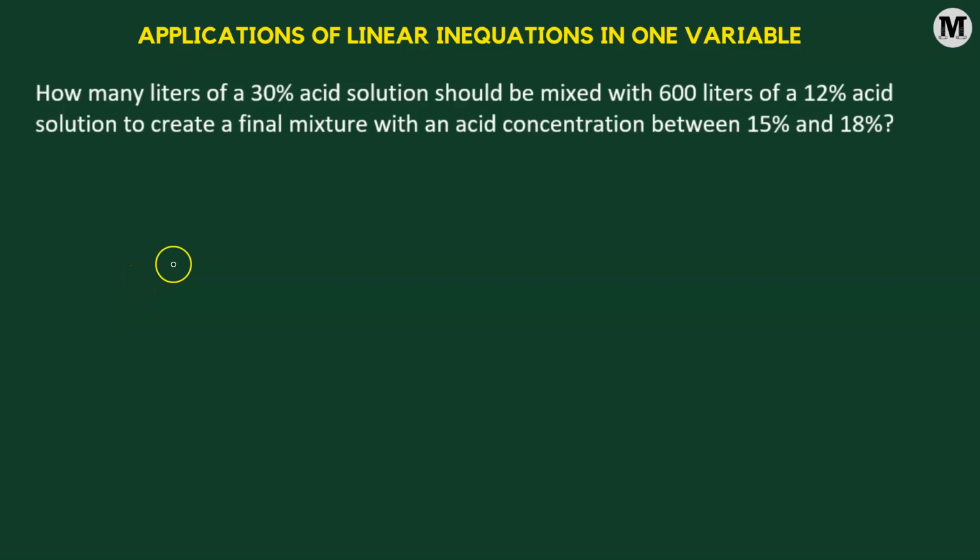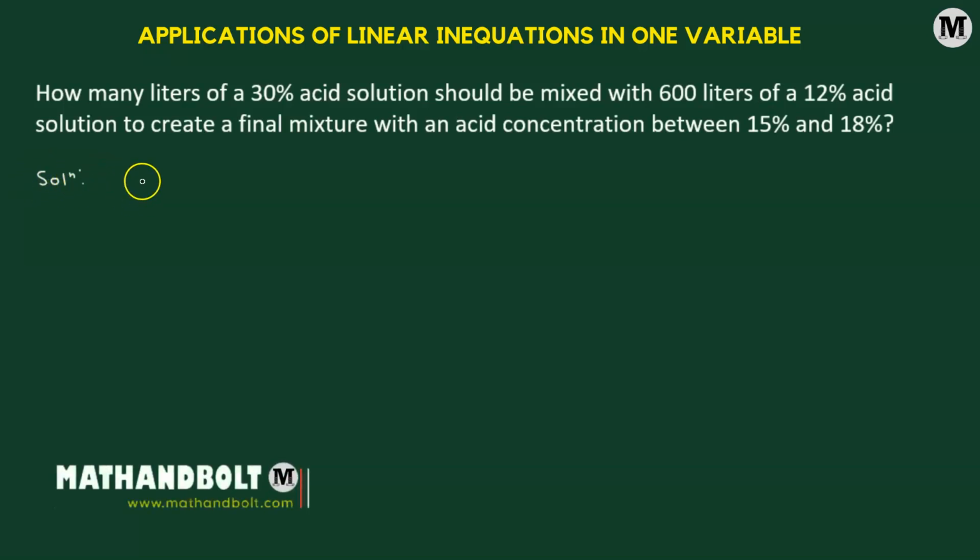How many liters of a 30% acid solution should be mixed with 600 liters of a 12% acid solution to create a final mixture with an acid concentration between 15% and 18%? Okay, let us begin. So here we have 600 liters of a 12% solution.